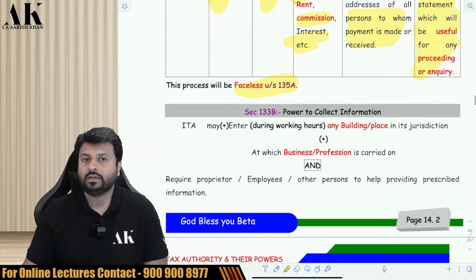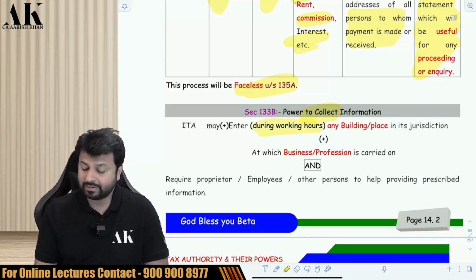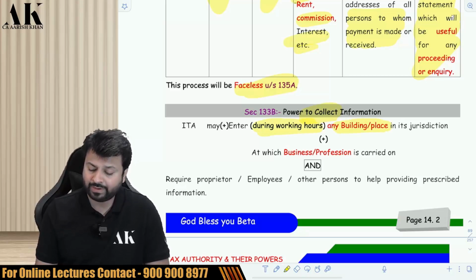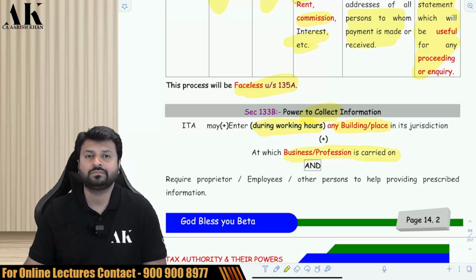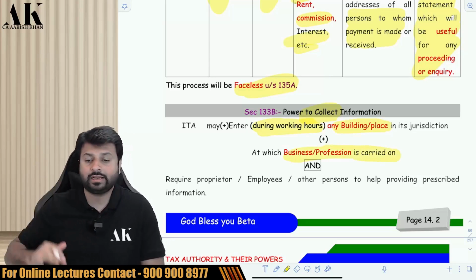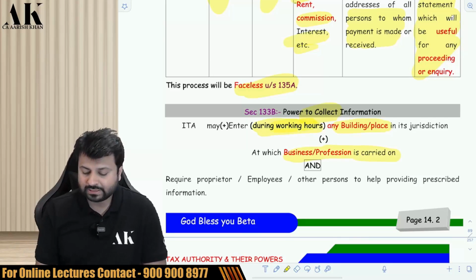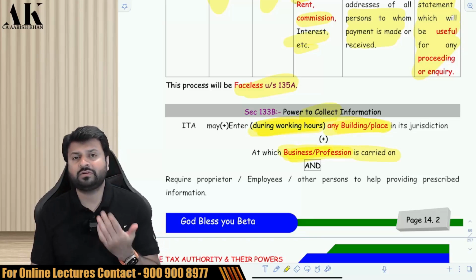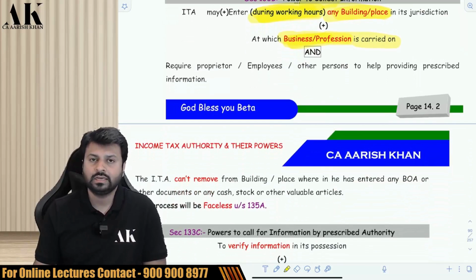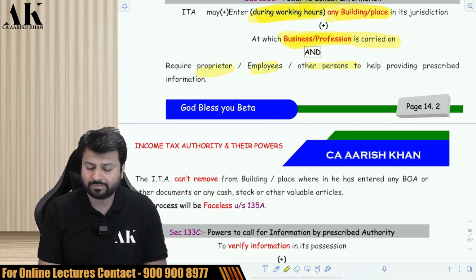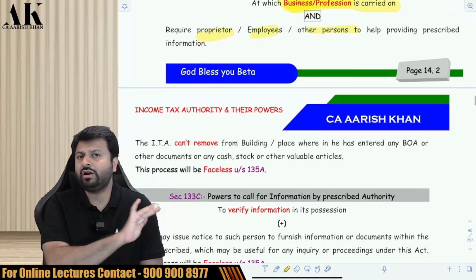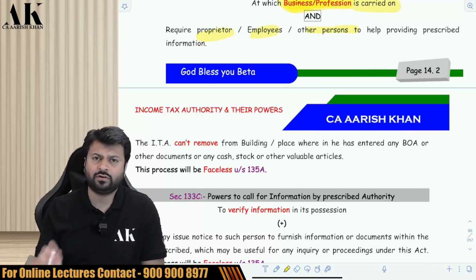Next point. If they are sending you a notice to call for information, and you are not replying, then they have the power to come and collect that information. They will come during the working hours. They will come only to your business, to your building or place where your business or profession is carried on. So the Income Tax Authority will come to collect the information. They will not come to your home, and they will ask your proprietor, employees, or other persons to give certain information. They will not take anything from there. They will only take information.